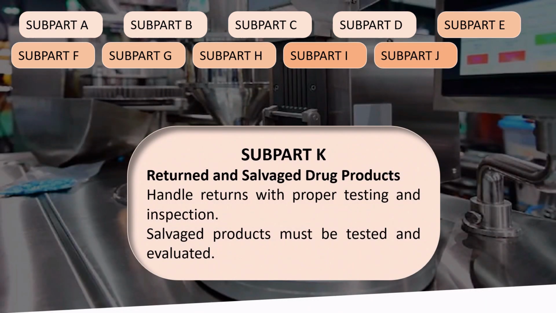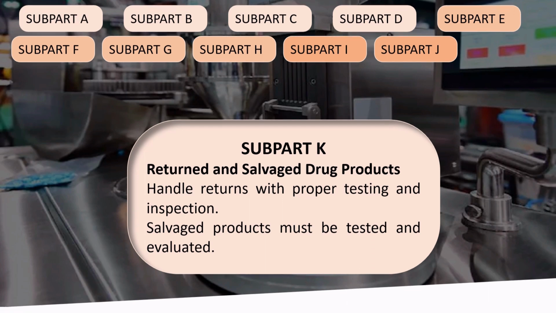Subpart K, Returned and Salvaged Drug Products. Subpart K contains guidelines and regulations for products that are returned or products that are damaged during the production process. These guidelines include: 1. Return policy. Procedures must be in place to handle returned products. Products should be tested or inspected before they are reintroduced to the market. 2. Salvage operations. If a drug is salvaged, it must be thoroughly tested and evaluated to ensure it is not compromised in any way before being released for use.